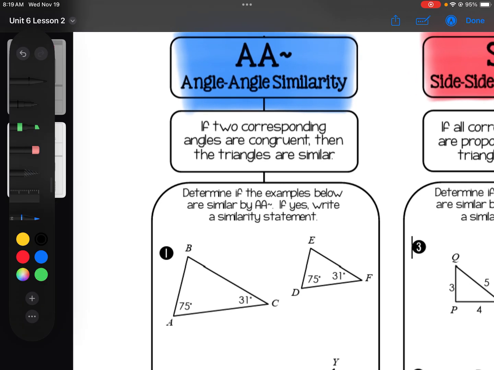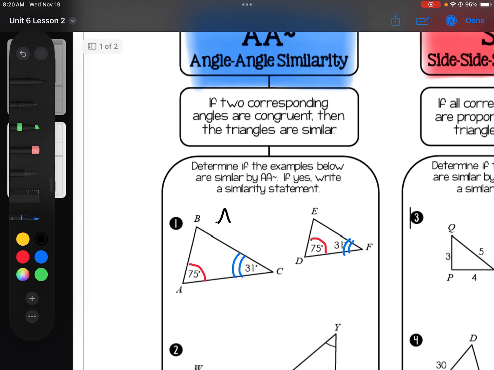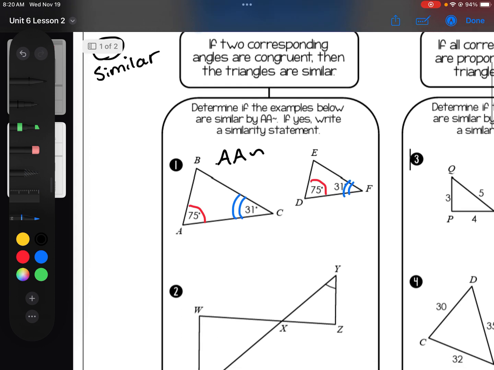Angle-angle similarity says that if two corresponding angles are congruent, then the triangles are similar. So we can look here and see that angle A is 75 degrees, and so is angle D. So we know the measure of those angles is congruent. Angle C is 31 degrees, and so is angle F. Okay, because we have two angles that are congruent, we have enough information to say that these triangles are similar by angle-angle similarity. Similarity is going to use this symbol, okay? This means similar. So you will see this often in our problems, okay?